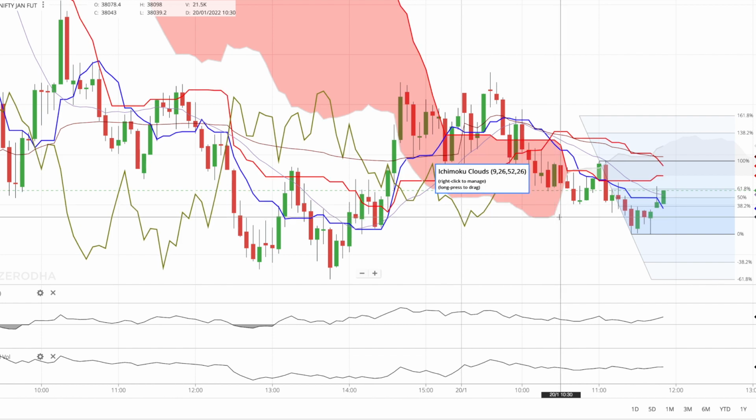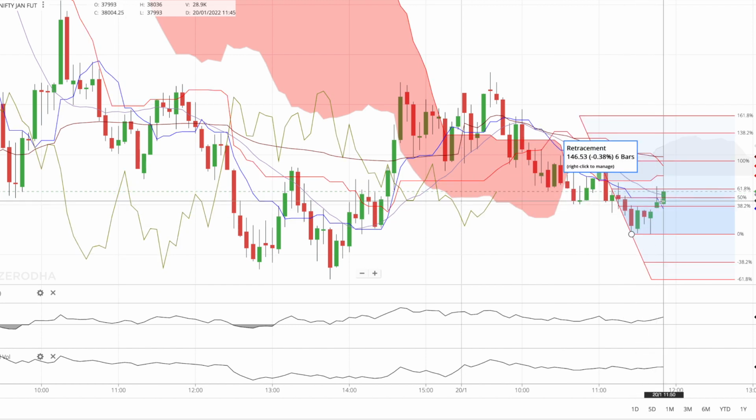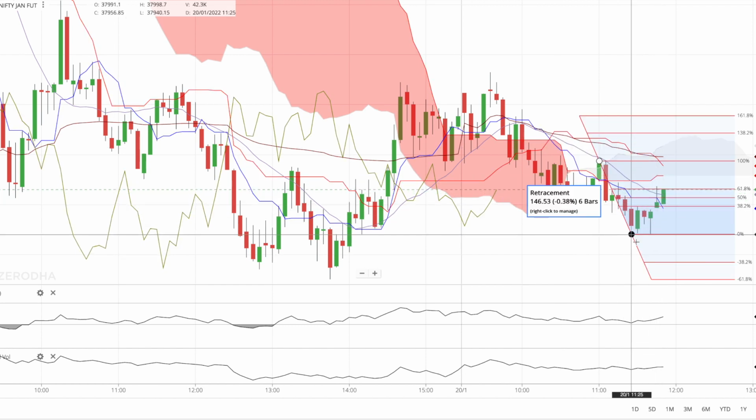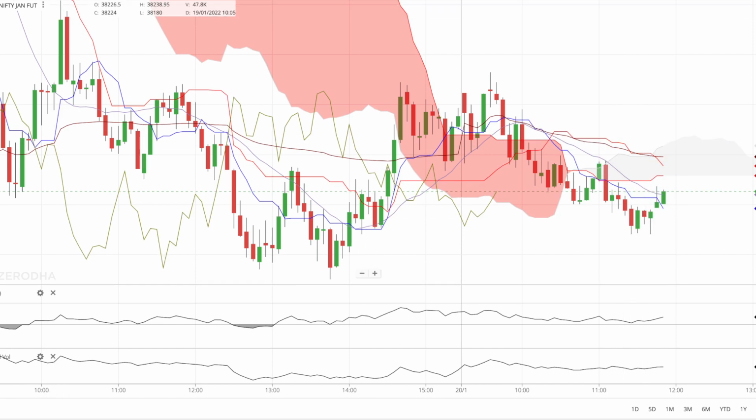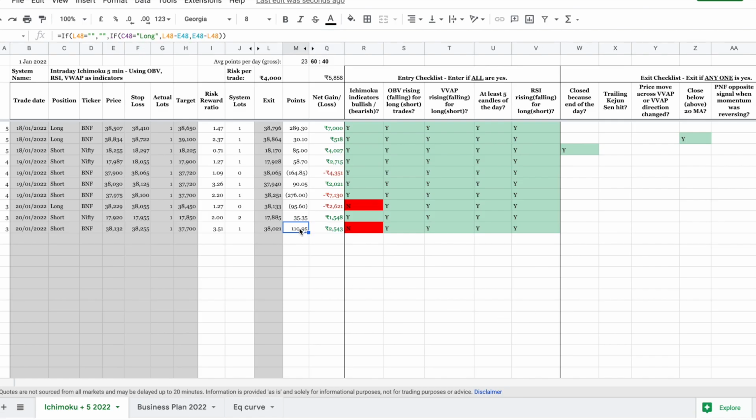So Bank Nifty went below this cloud and it has sort of pulled back. So I've closed this trade for now. I have no open positions. I made 100 points on this trade, which is kind of making up for this loss. But yesterday's loss is still wide open.